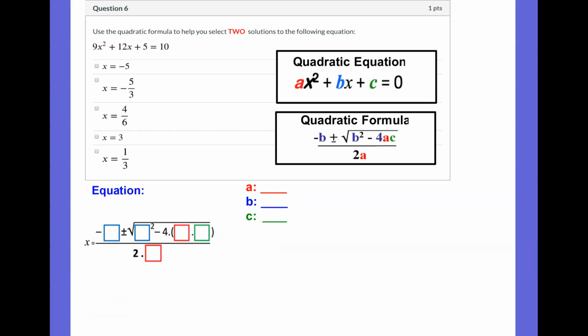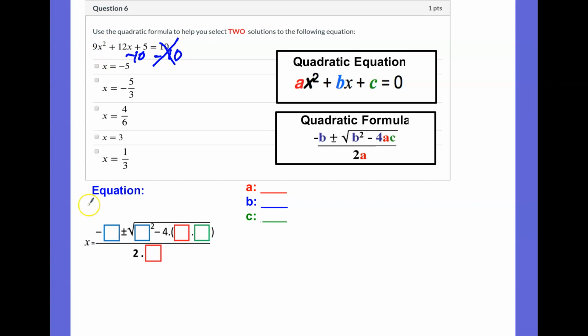So on this one, on question 6, we need to find the two solutions using the quadratic formula. Our equation is not equal to 0, so we cannot do anything until we get the equation equal to 0. To do that, I need to cancel 10. So if I have +10, I am going to subtract 10 from both sides, so that way the right side is equal to 0.